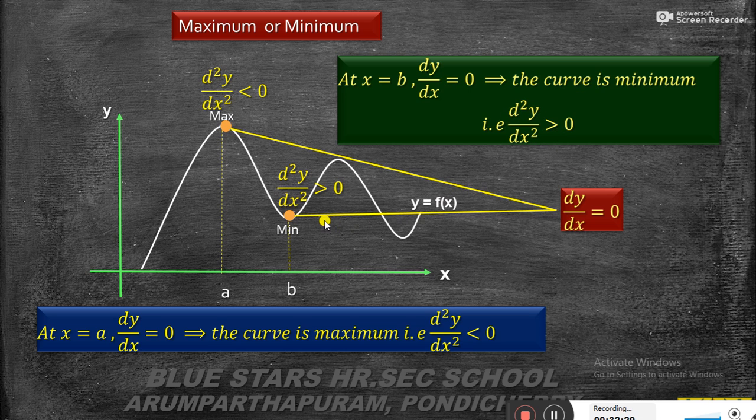Here everything depends on dy by dx. Maximum means d square y by dx square less than 0. Minimum means d square y by dx square greater than 0. Therefore at x equal to a, dy by dx equals 0 and the curve is maximum. The curve is maximum means d square y by dx square is less than 0.